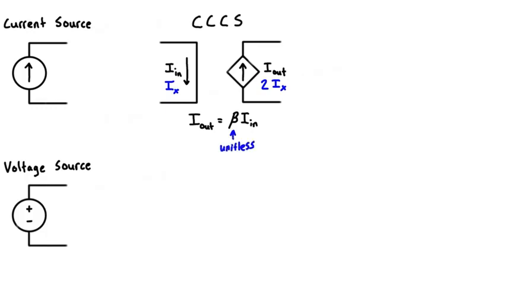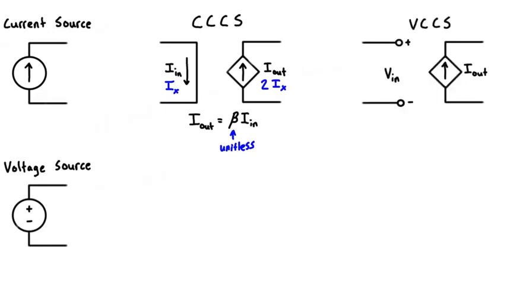Okay, so there's another type of dependent current source, and we call that the voltage-controlled current source.